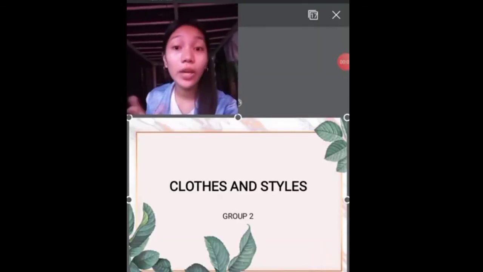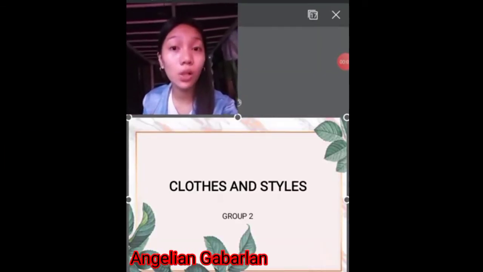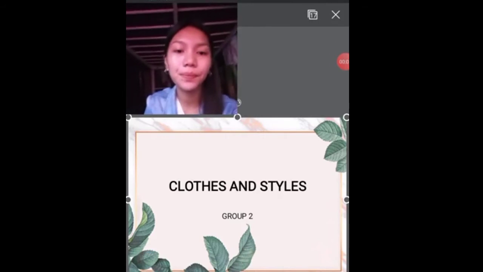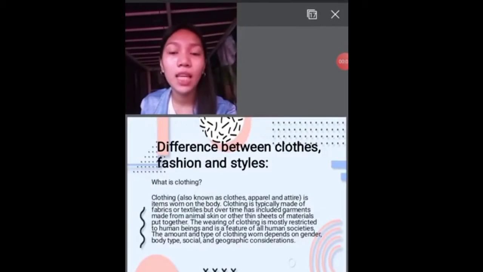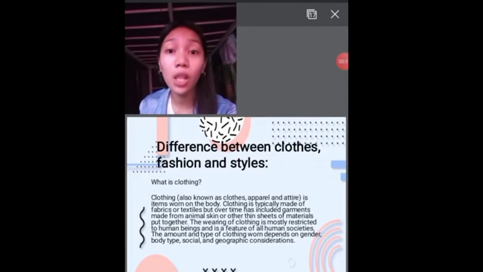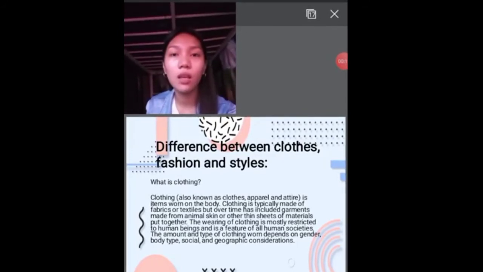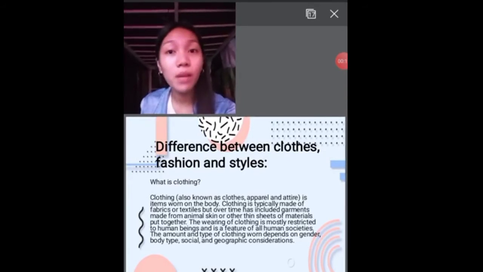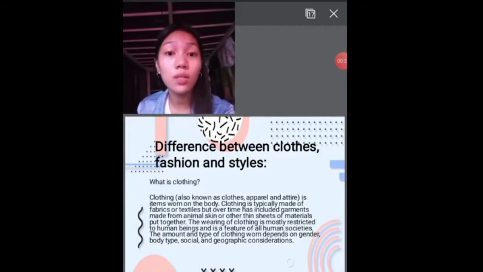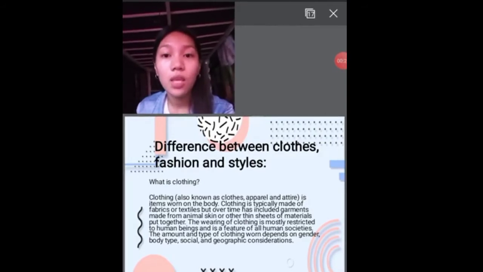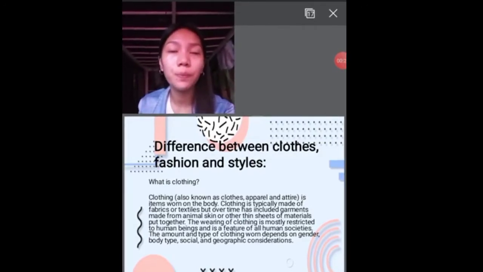Okay, our lesson for today is all about clothes and styles. The task given to me is all about the difference between clothes, fashion, and styles. So, what do you mean by clothing? Okay. Clothing, also known as clothes, apparel, and attire, is items worn on the body.